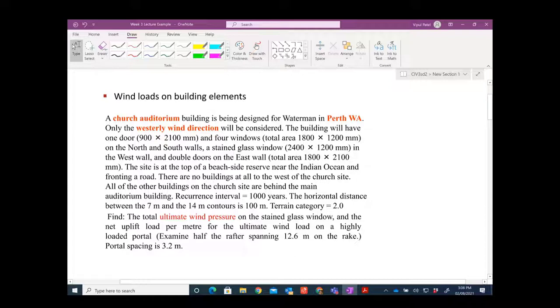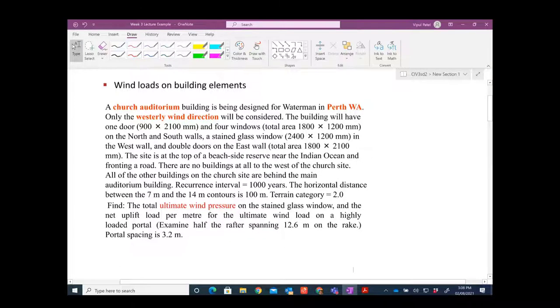The building will have one door, 900 millimeter by 2.1 meter door. It has four windows, and they are on the north side and south side. If you take a building like an auditorium, on the north side you have a door and four windows, 1, 2, 3, 4 windows, and the same thing on the south side, four windows and one door. So north and south of the building.